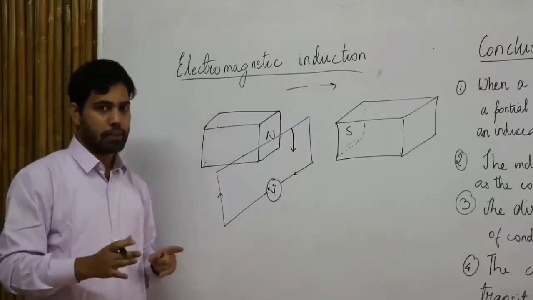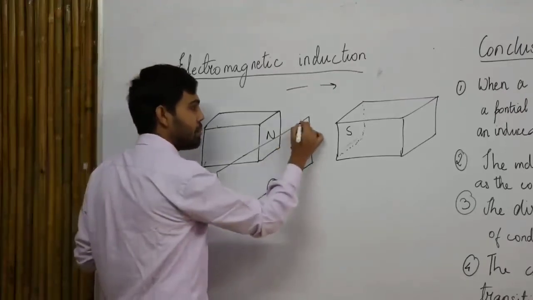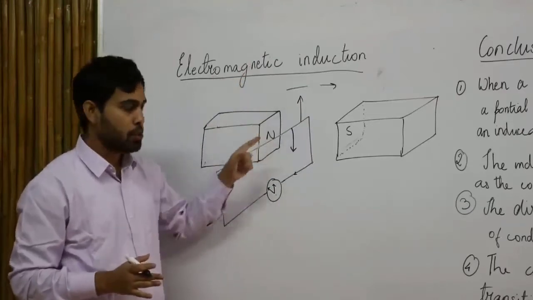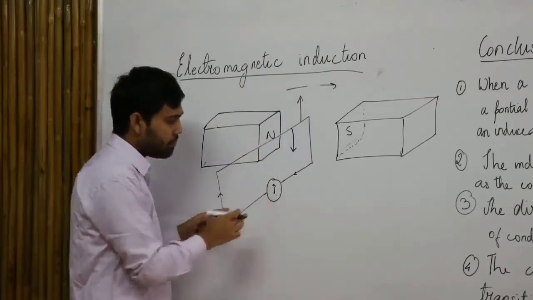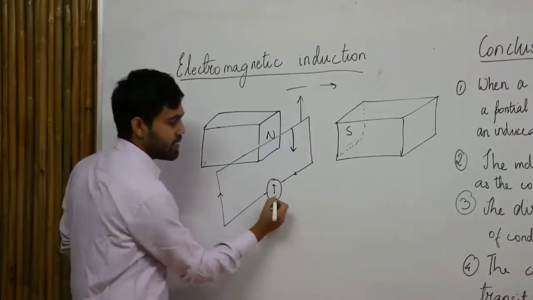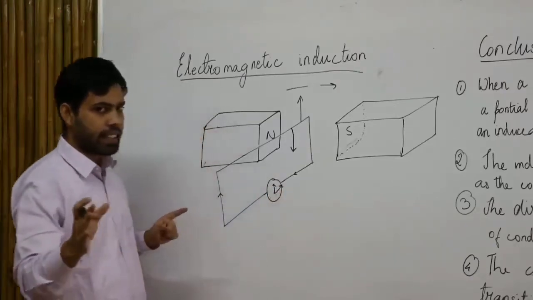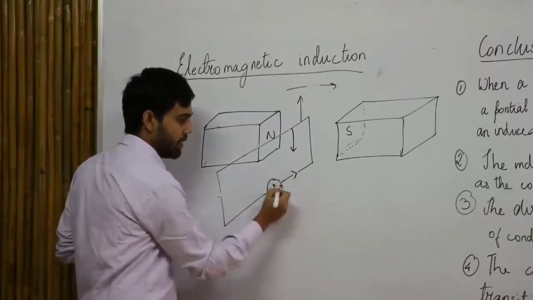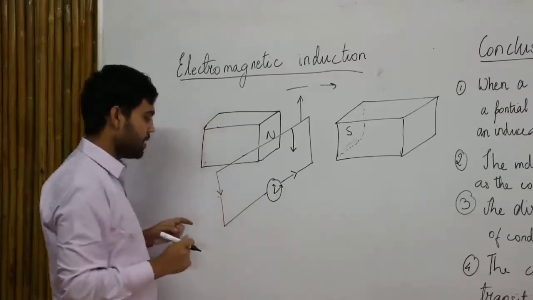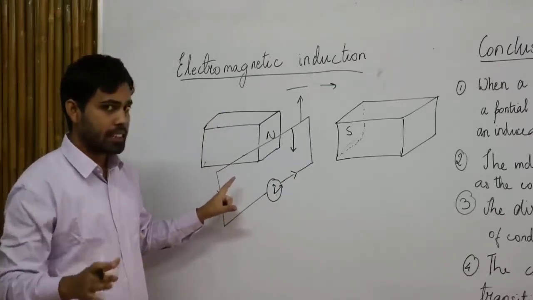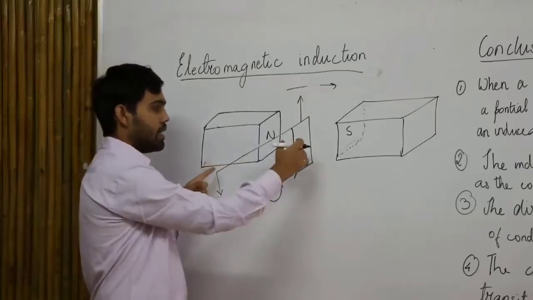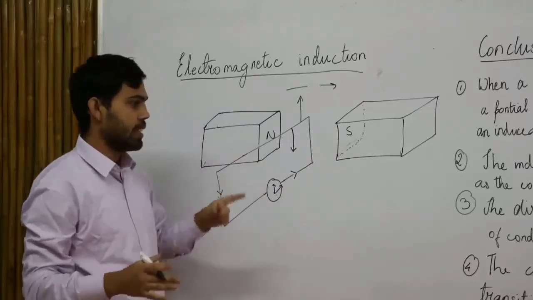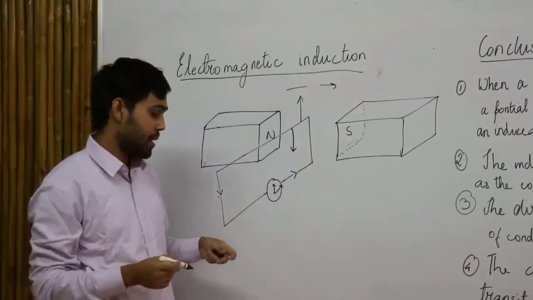Now again let us reverse the process. In this case I am moving the circuit in the upward direction. What happens when I do so? Again the galvanometer will deflect, but in this case it will deflect in the opposite direction, indicating that the current flowing now is in the opposite direction. So this experiment tells us that if I have a circuit or a conductor in a magnetic field, and I move the conductor, there is some current induced in this conductor.